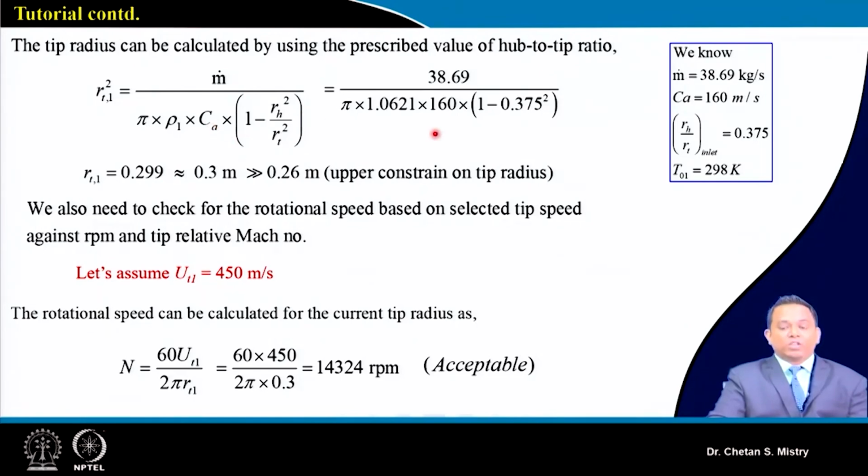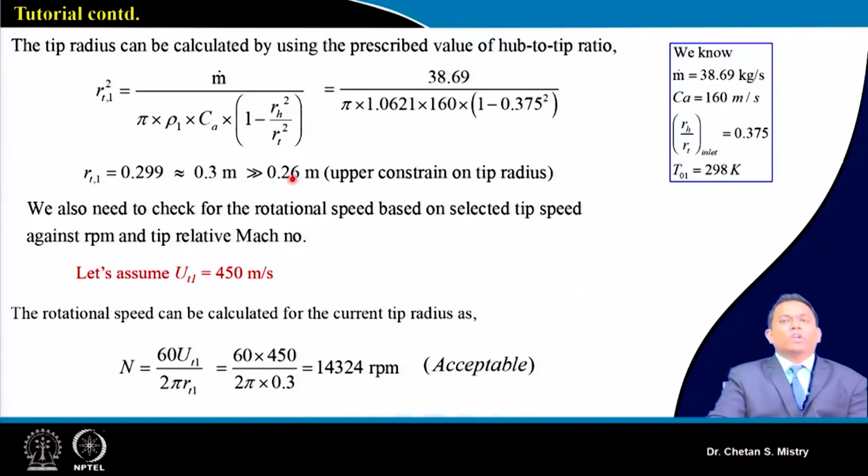My axial velocity we have assumed is, say, 160 meter per second. If we put that, my radius at the tip is coming nearly 0.3 meter, and what we are expecting is 0.26 meter. So this is not meeting our requirement. So again, maybe you can go in a reverse way: you assume your axial velocity and do your iteration.